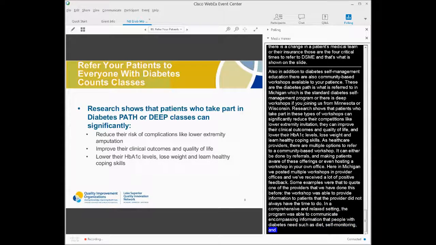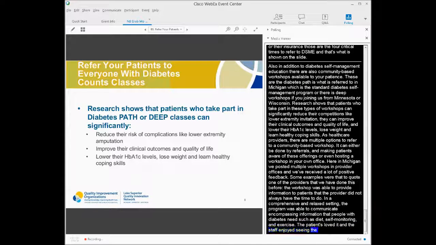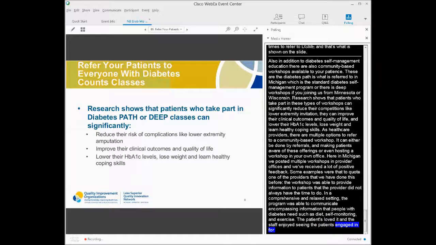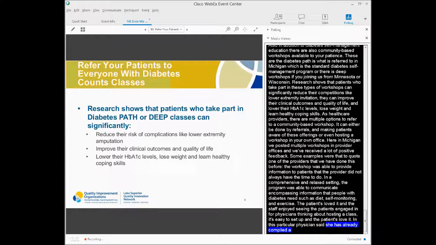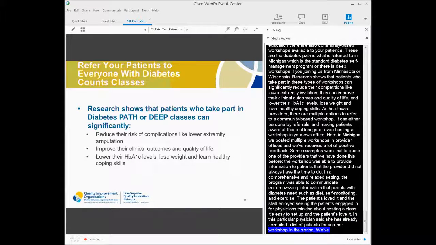And for physicians thinking about hosting a class, it's really simple to identify the patients, easy to set up, and the patients love it. And this particular physician said that she's already compiling a list of patients for another workshop in the spring. So we've had a lot of really great feedback, and there's multiple ways that this resource could become available for your patients.